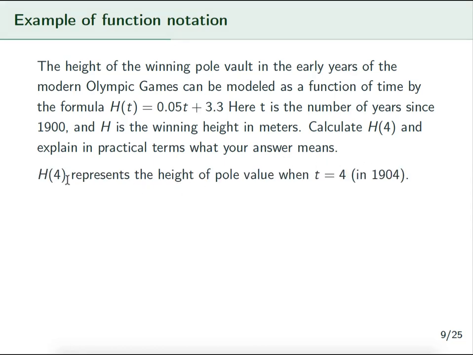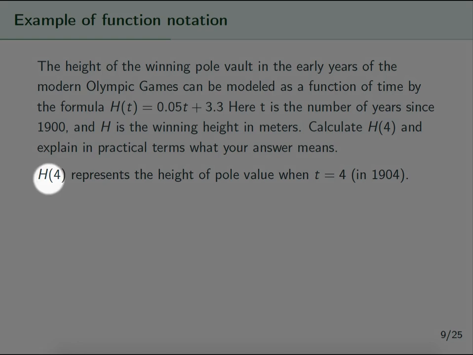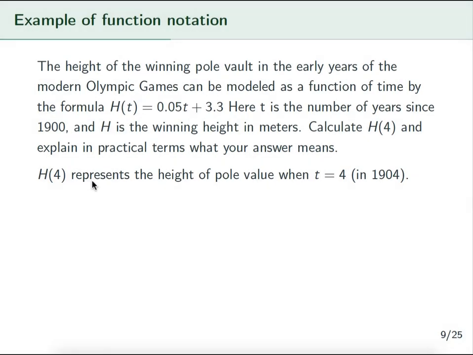So here h of 4, remember this entire thing itself represents an output. It symbolizes the output quantity when the input quantity is 4. In terms of context, it represents the height of the winning pole vault when t equals 4. Since t is in years since 1900, it represents the height of the pole in 1904.